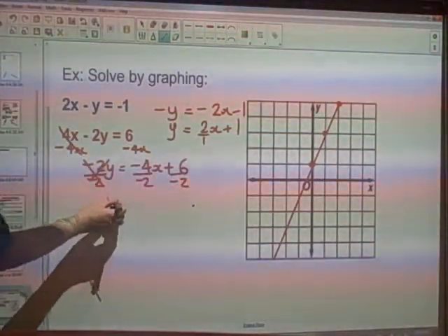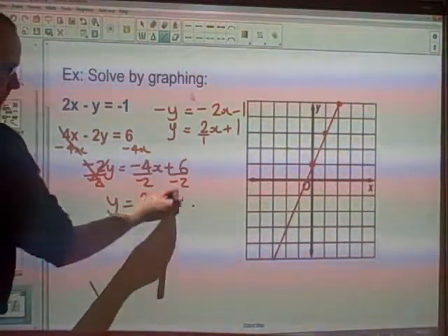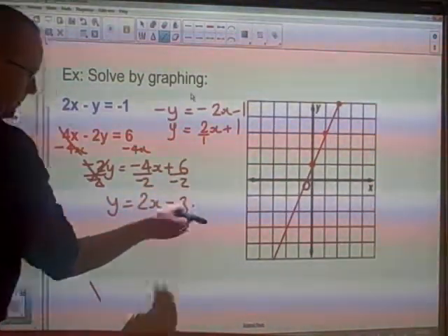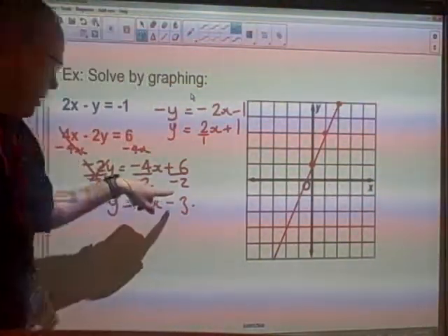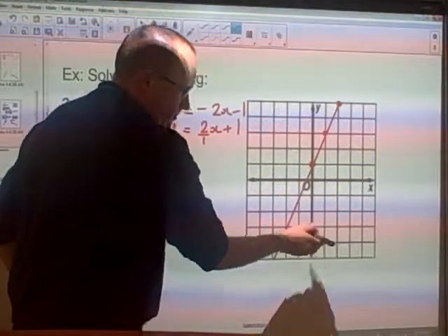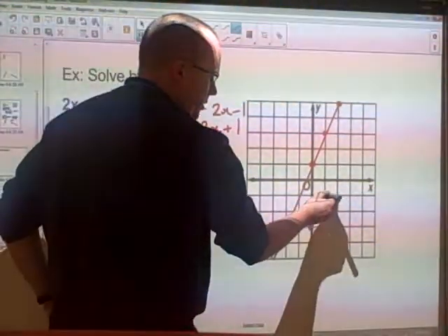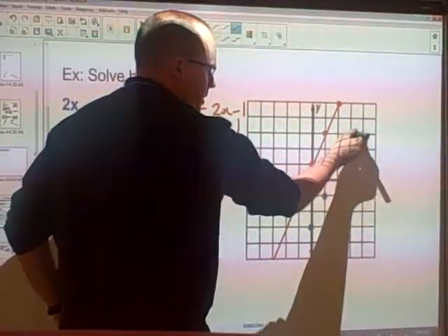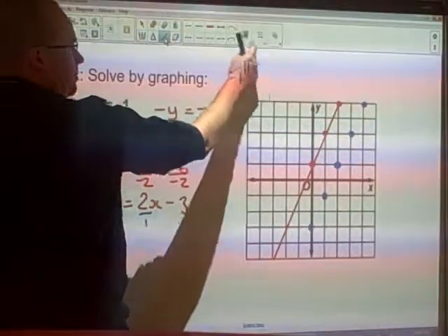So that cancels, and I get y equals -4 divided by -2 is +2, and 6 divided by -2 is -3. And then hopefully when I come to plot this one, we know the y-intercept, -3, so we can come down here. And slope of 2, so 2 over 1 again, so rise 2, run 1, rise 2, run 1. And we can go ahead and join those up as well.